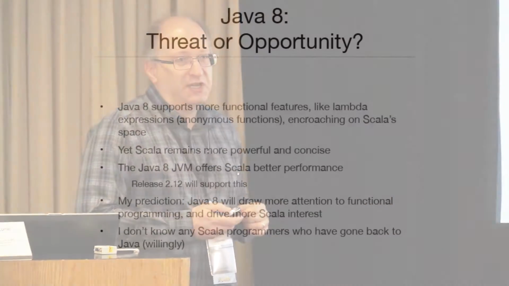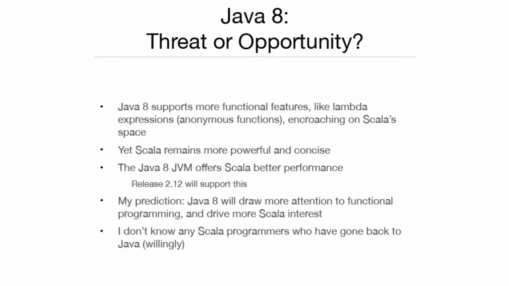Java 8 is interesting because it introduces some functional concepts, most notably lambda expressions or anonymous functions, so it starts to get into the functional programming world as well. This is actually a benefit to Scala, not a threat in my view. Scala will take advantage of the new functionally optimized JVM in Java 8 in its next release.